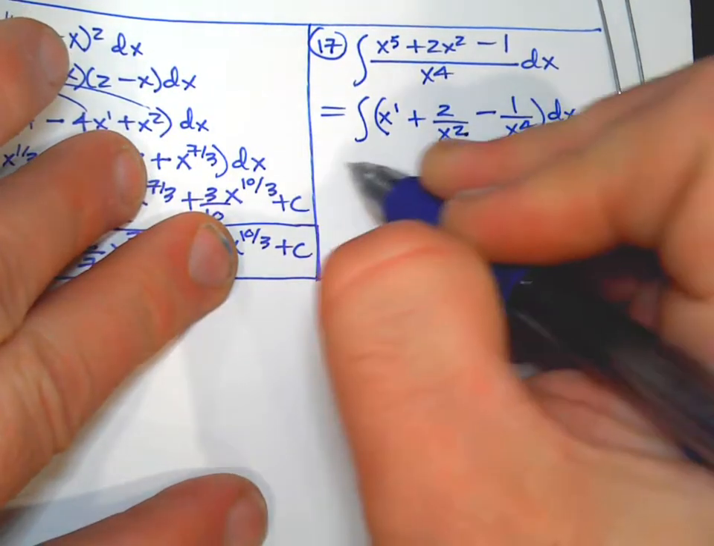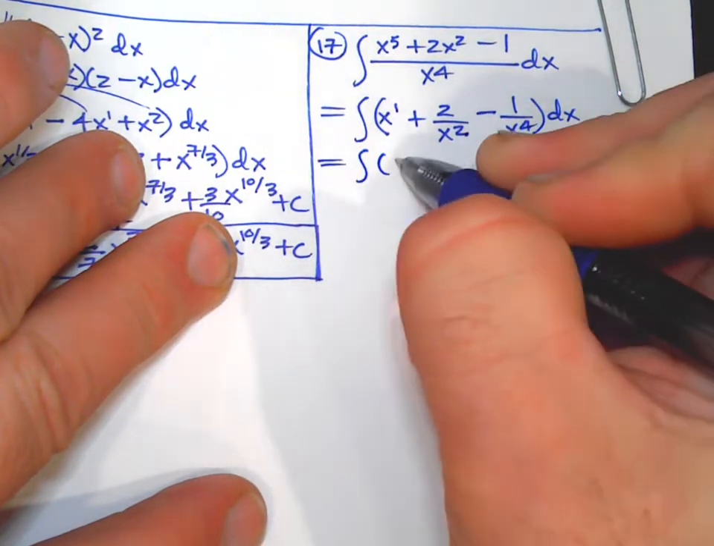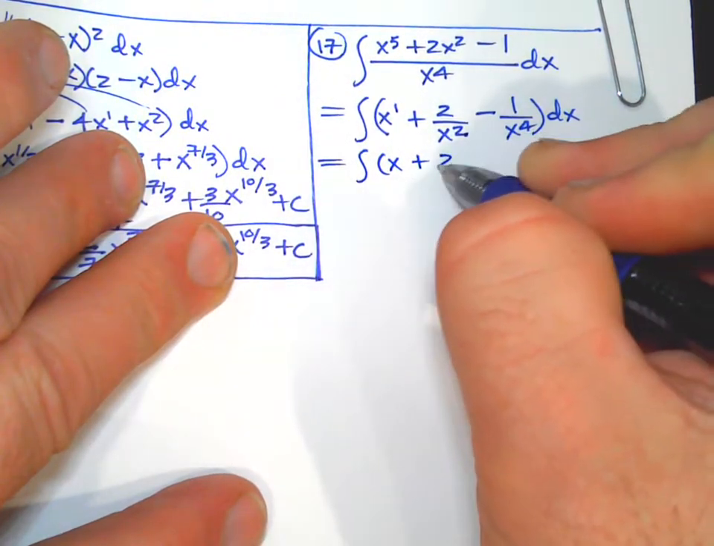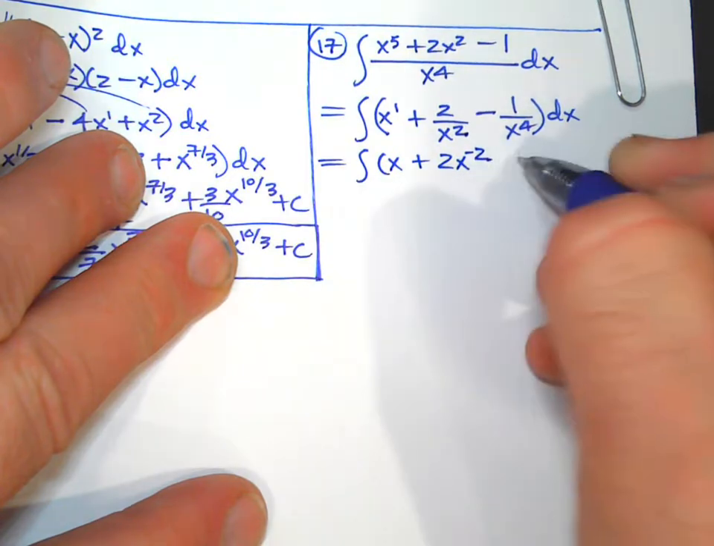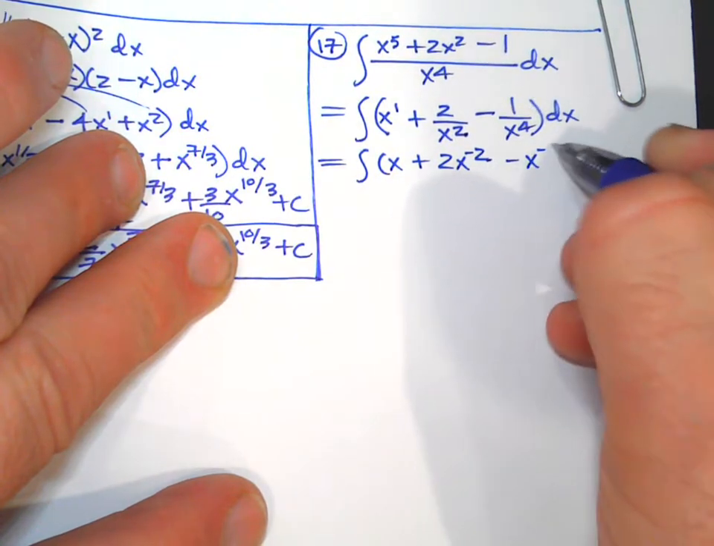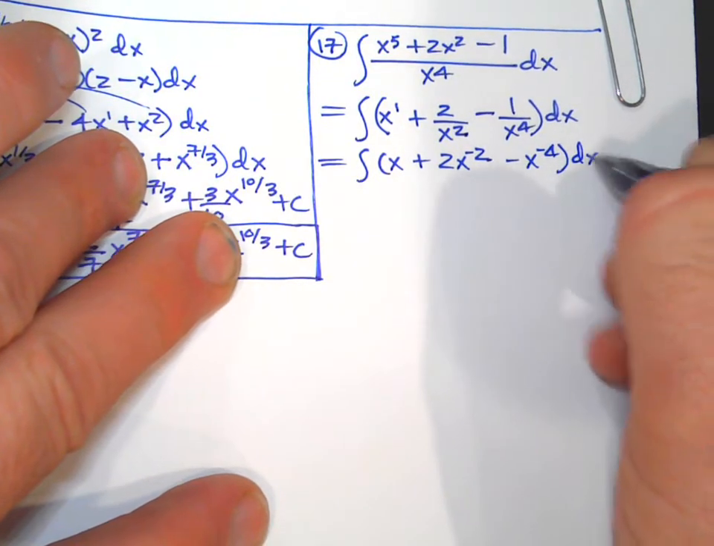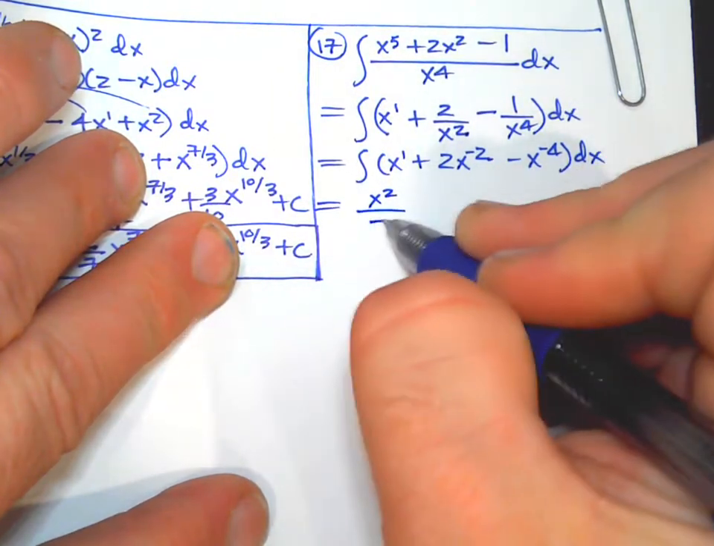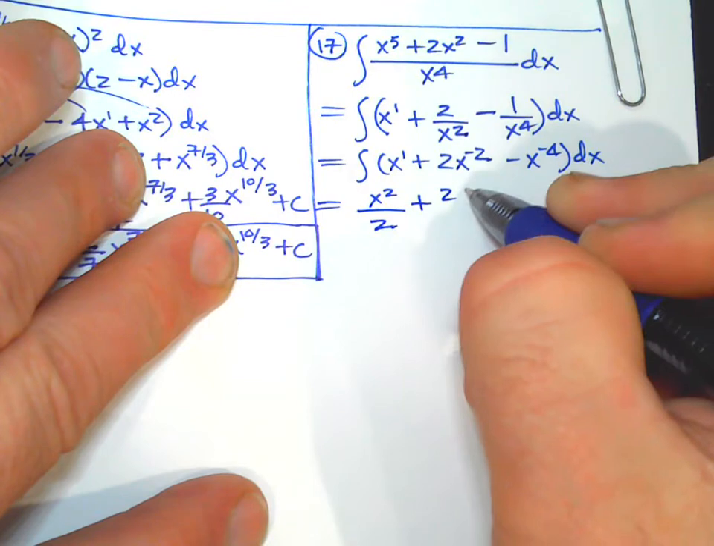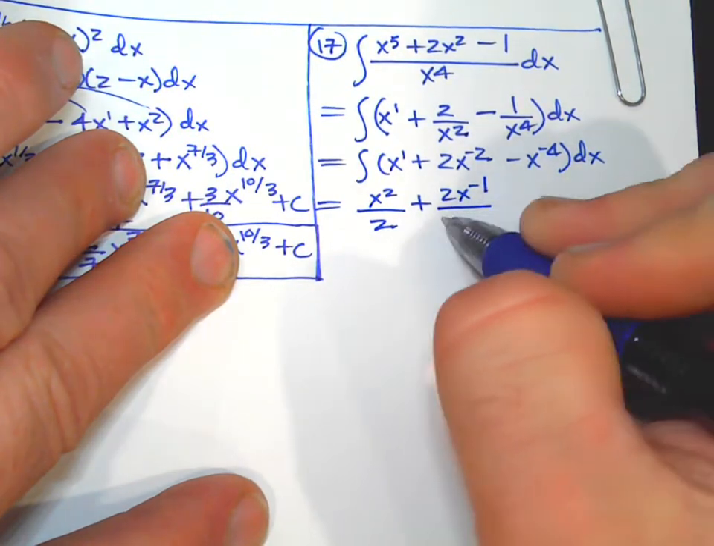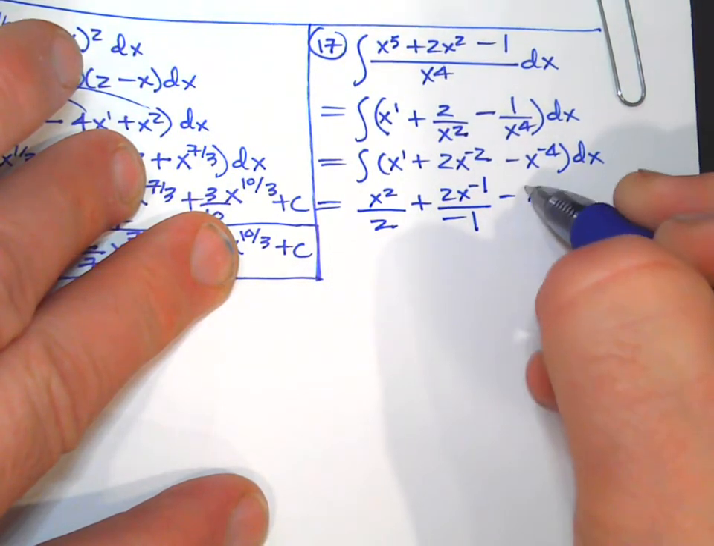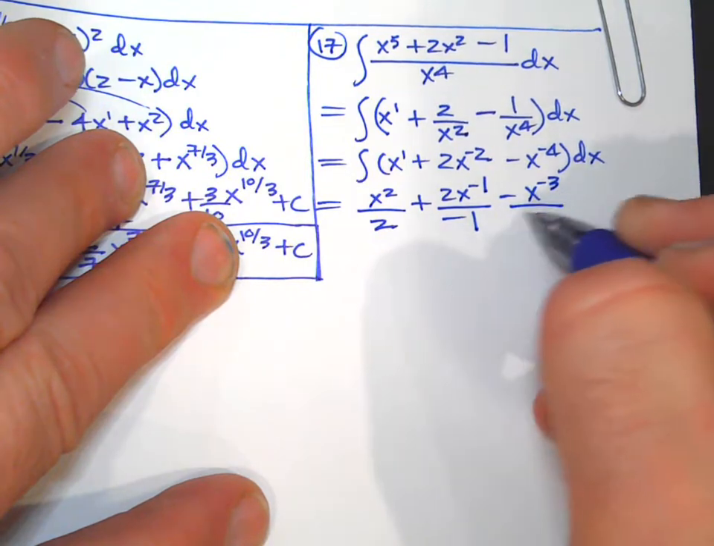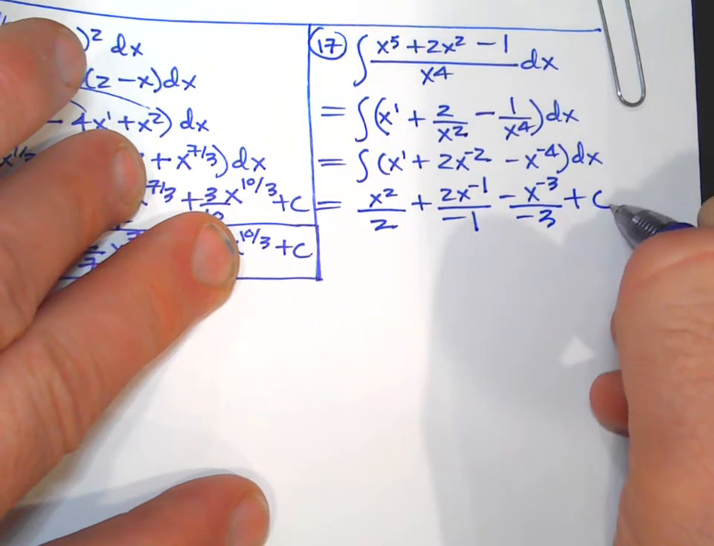Now for integrating, it's going to be easier if I change these to negative exponents. So this is going to be 2x to the negative 2 minus x to the negative 4. This is going to be power rule. So we're going to bump it up 1, divide by the new exponent. Bump it up 1, divide by the new exponent. Bump it up 1, divide by the new exponent, plus c.